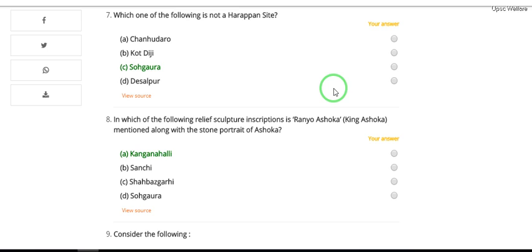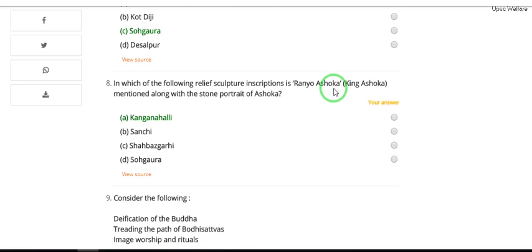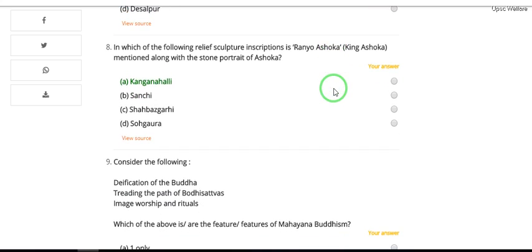Now question number 7: which one of the following is not a Harappan site? If we see Mohenjo-daro as well as Chanhudaro, and Desalpur, all of these sites are Harappan sites. So we will go with Sohgaura. So C is going to be correct.